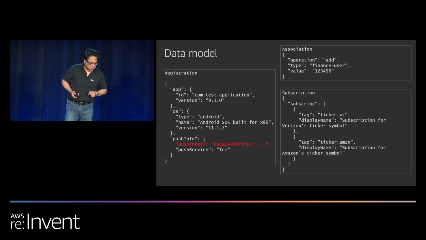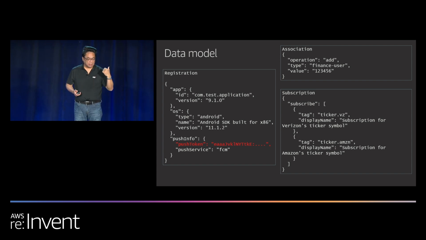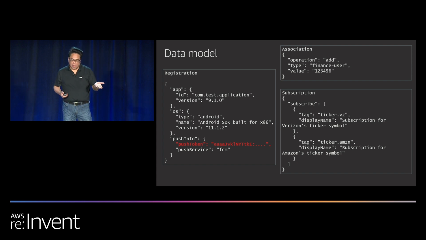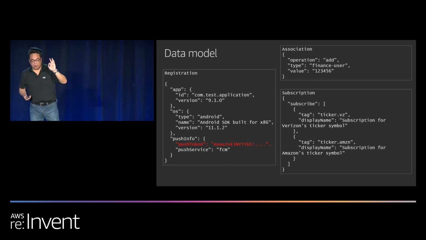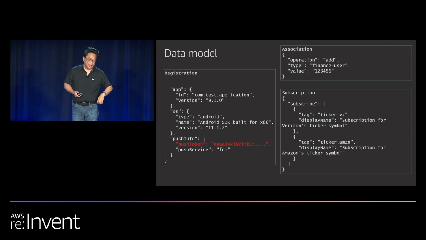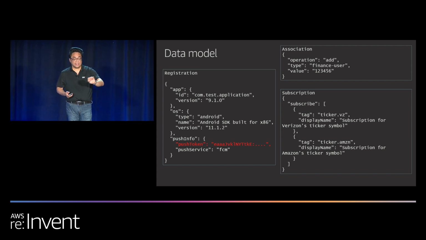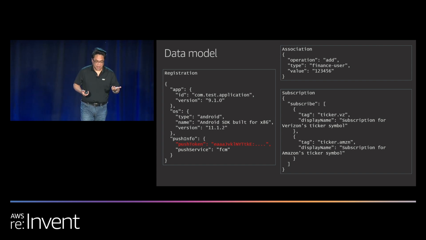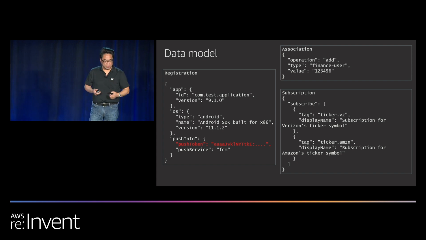Just a quick example of the data model. So you'll see here the registration object. Most important, highlighted in red, is this push info.push token. This is the registration or device token required by Apple Push Service or the Firebase Cloud Messaging. This is the only addressable entity that they can recognize so they can send a push alert to their devices.